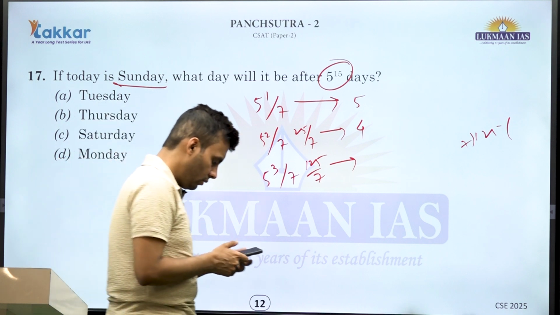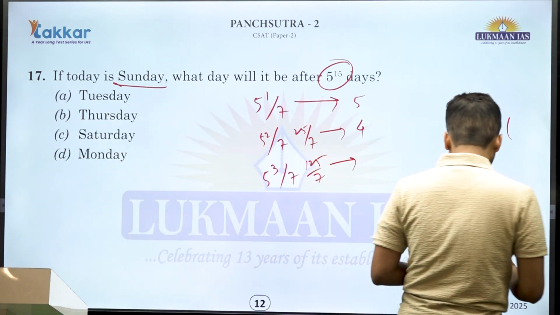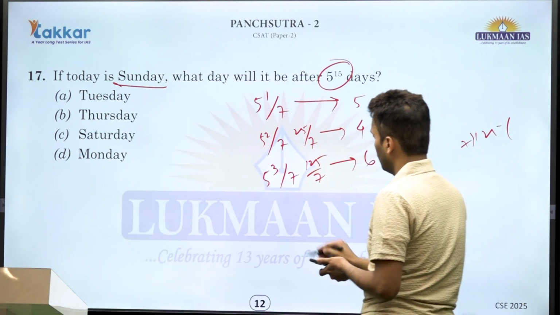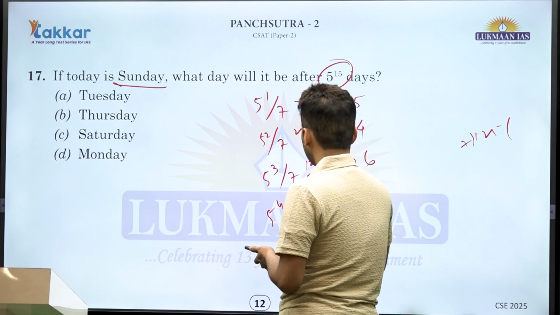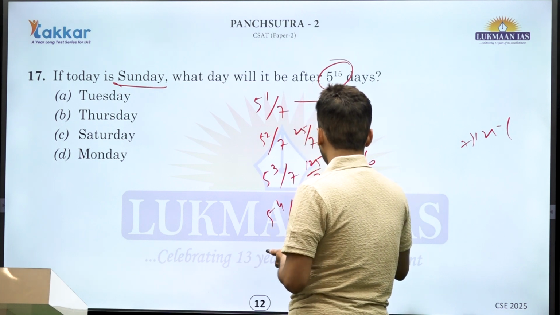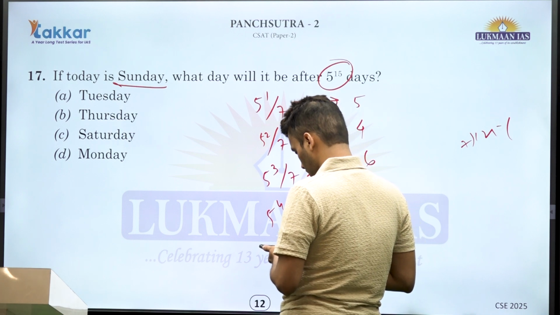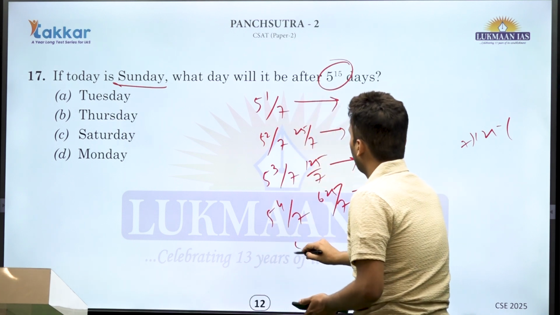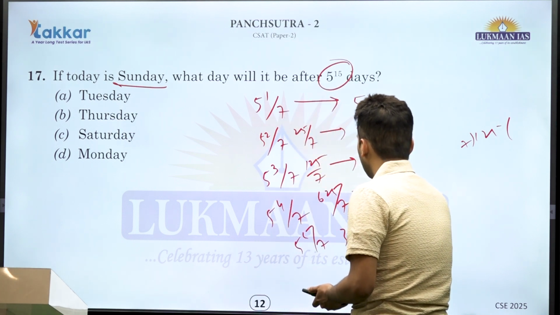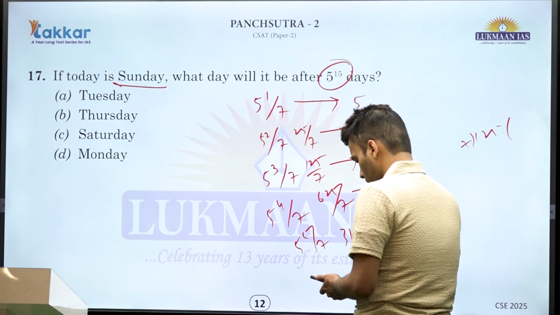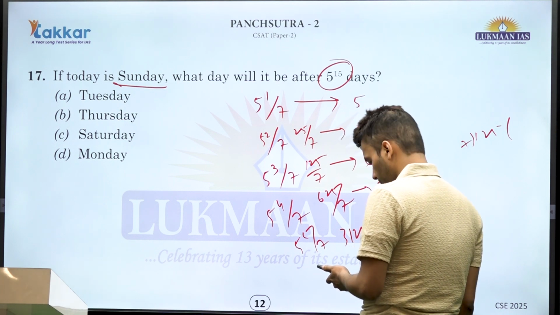The remainder will be 6. When 5 power 4 divided by 7, that is 625 by 7, the remainder will be how much? The remainder will be 2. When 5 power 5 divided by 7, that is 3125 by 7, the remainder will be 3.